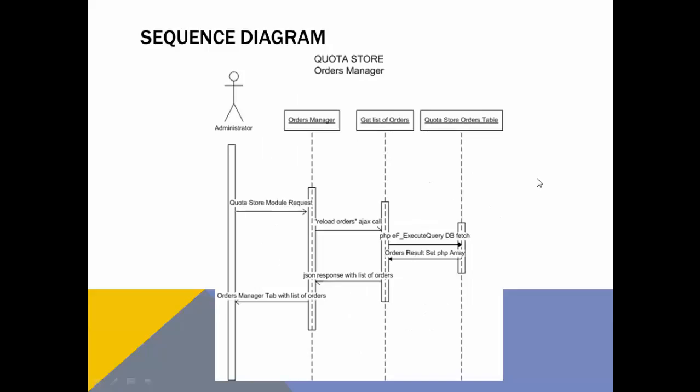This is the sequence diagram for the Orders Manager. The Orders Manager tab is clicked by the administrator. Then an AJAX call is executed, which calls a particular PHP function. The action argument of the AJAX call is the actual PHP function. The PHP function then uses the eFront database API to fetch the data, and then the data is packed in a PHP array, which is then sent back to the AJAX request as a JSON data type response. The data is then used to populate the table presented to the administrator in the Orders Manager tab.